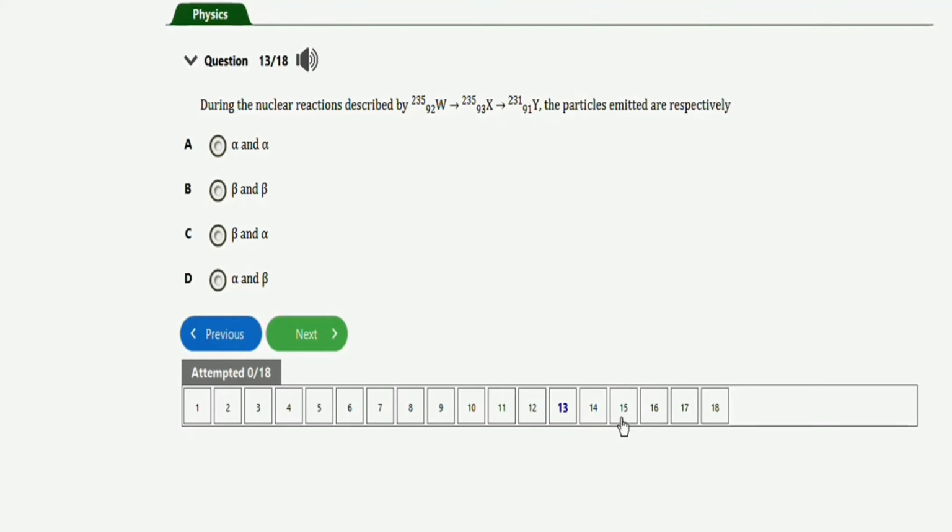Next question is this one. It says, which of the following particles cannot be deflected by both electric and magnetic field? Now take note of this question, guys. We have alpha particles, gamma rays, beta particles. So guys, the right option to this question will be option B, which is gamma rays. Gamma rays cannot be deflected by both electric and magnetic fields.